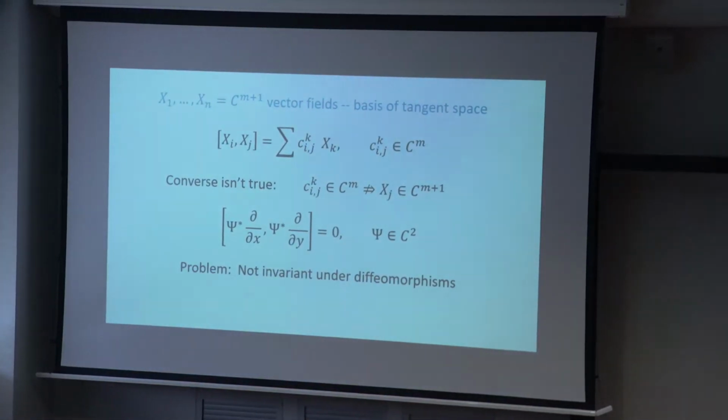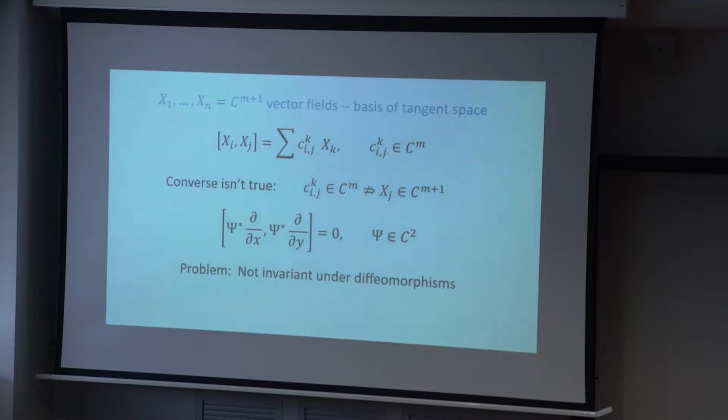Now, the problem, the reason this wasn't an if and only if, and the reason we should have never hoped for it to be an if and only if, is this sort of statement here isn't invariant under diffeomorphisms. And that's exactly where the problem came up. All right, so it seems like what I've shown you is that you can't understand the regularity of the x's just by looking at the c's.